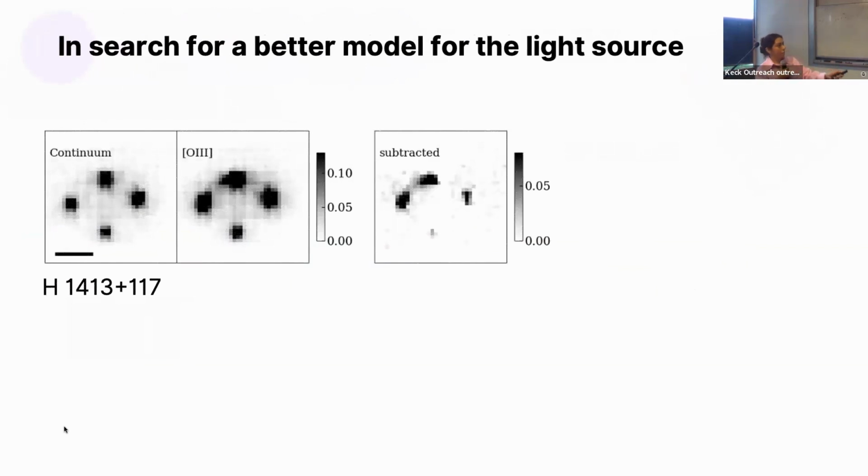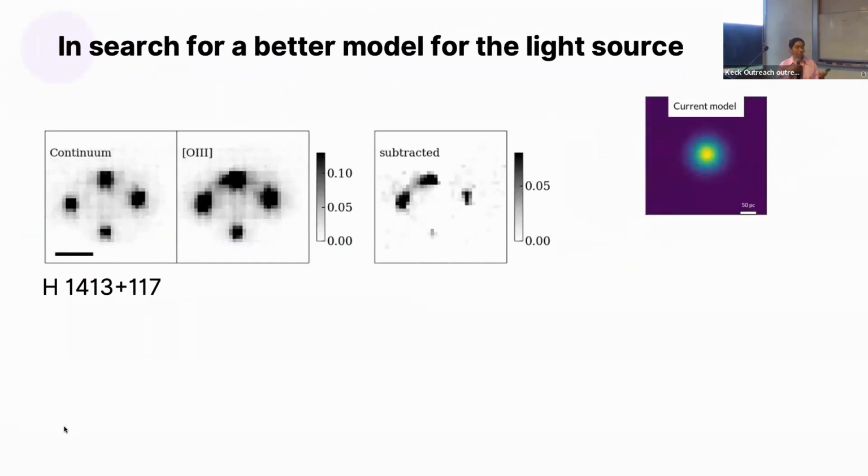To show you, this is that wavelength range over the O3, and you can see that feature if you subtract the continuum light versus the O3 light. That extended feature really comes from the O3, and this tells us that the light source might be a little bit different. So again, our previous model is not good enough.